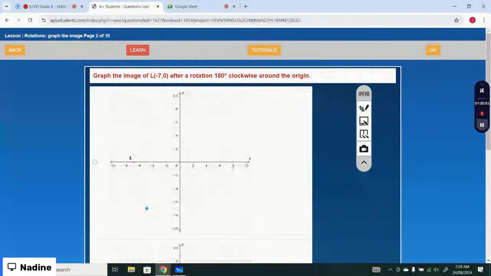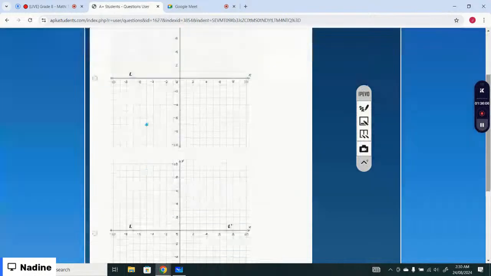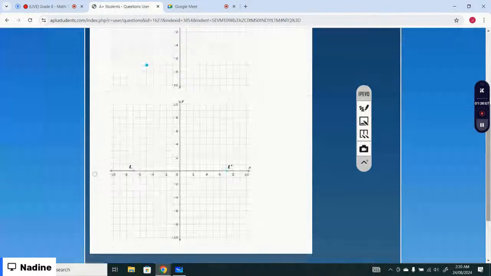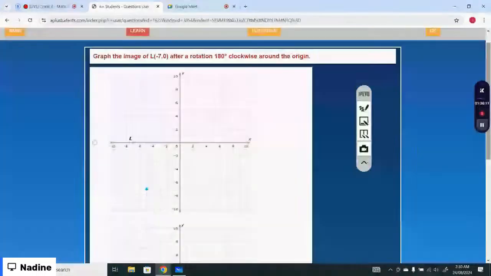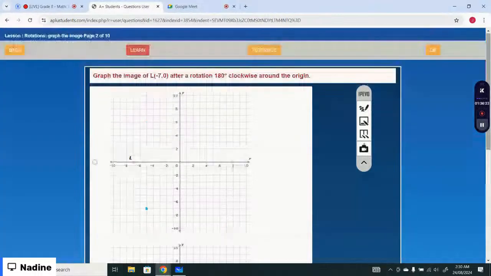Graph the image of L, negative 7, 0, after a rotation of 180 degrees clockwise around the origin. So you have to move clockwise, right? So let's just see which is the rotated image of L. Here is L, negative 7 and 0, right? The rotated image would be option number 2. That is the rotated image. So the correct option is option number 2.